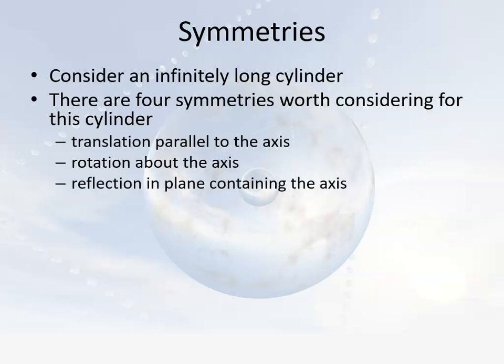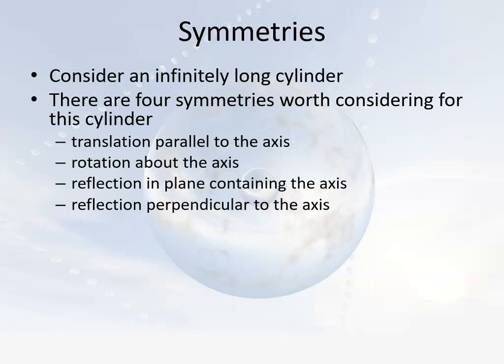Third, reflection in a plane containing the axis. In other words, if you imagine a plane perpendicularly bisecting your cylinder, then looking at it upside down versus right side up should appear the same. And finally, reflection perpendicular to the axis. In other words, if you have an axis that is perpendicular to the axis of your cylinder and bisects it, then rotating about that new axis by 180 degrees, or pi radians, will not change the appearance of your cylinder. So those are the four symmetries that are worth considering with this cylinder.